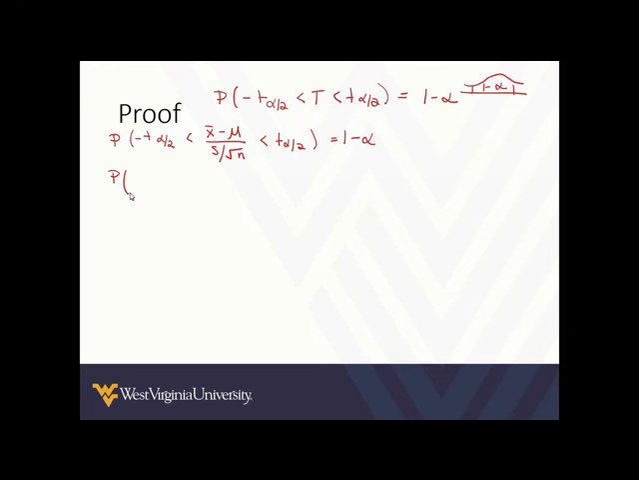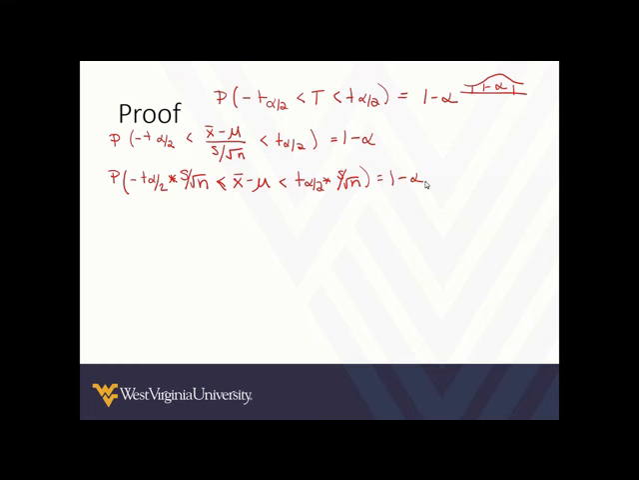So we'd start off by multiplying all parts of our inequality by our sample standard deviation divided by the square root of n. So this would be negative t alpha over 2 multiplied by s divided by the square root of n, which is less than our sample mean minus mu, which is less than t alpha over 2 multiplied by s divided by the square root of n, which is still equal to 1 minus alpha.